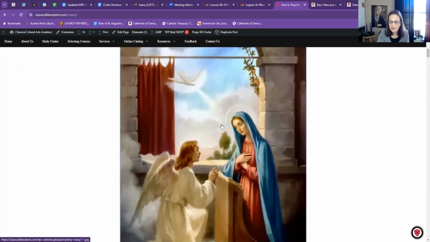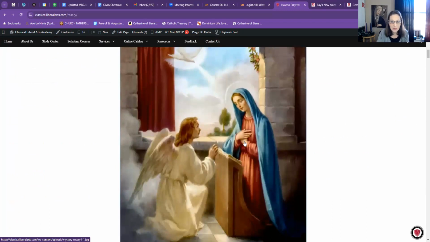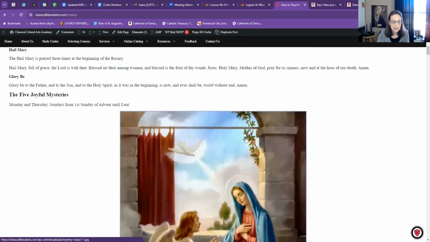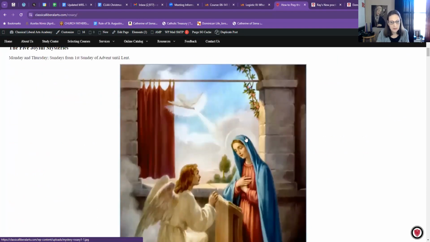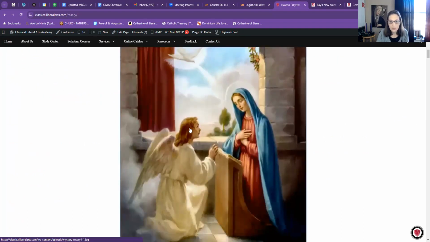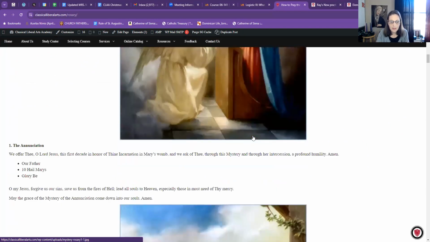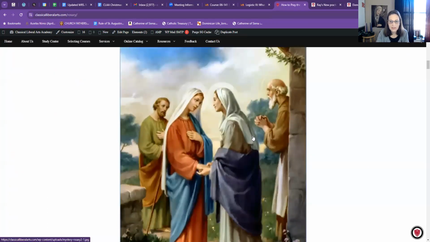Can you see this? See it, William? So here's a picture. You have the Annunciation. These are the joyful mysteries, the mysteries that we pray on Mondays and on Saturdays. So here's the Annunciation, when the angel Gabriel came to Mary and told her that she was going to be the mother of Jesus. And then down here, we have the Visitation.